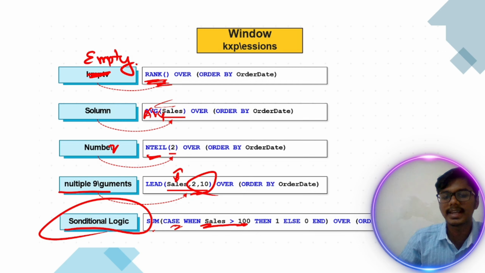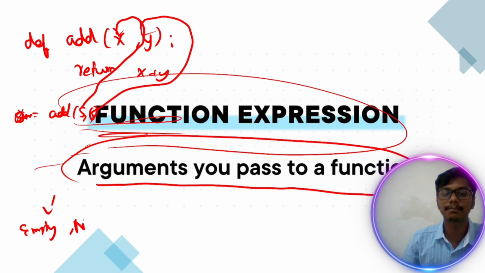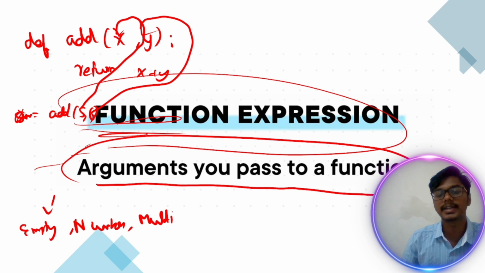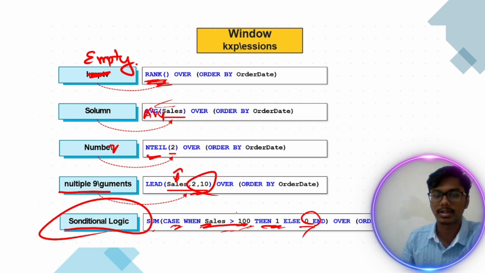Yes, some of the case when sales greater than or equal to 100, then we are going to consider it as true, else I'm just going to consider it as false. Likewise, we can use the function expression. We can give the empty function expression, maybe empty. We can give the numbers. We can give multiple arguments like x comma y comma. Likewise, we can give conditional logic also. Right? We can give the column also.